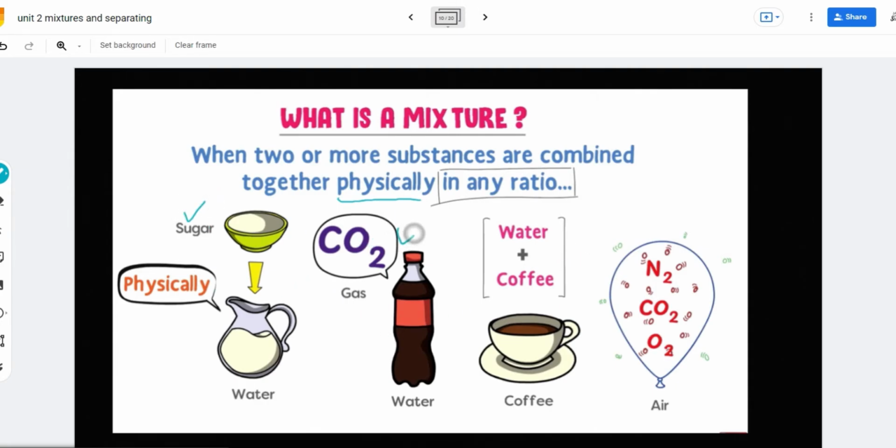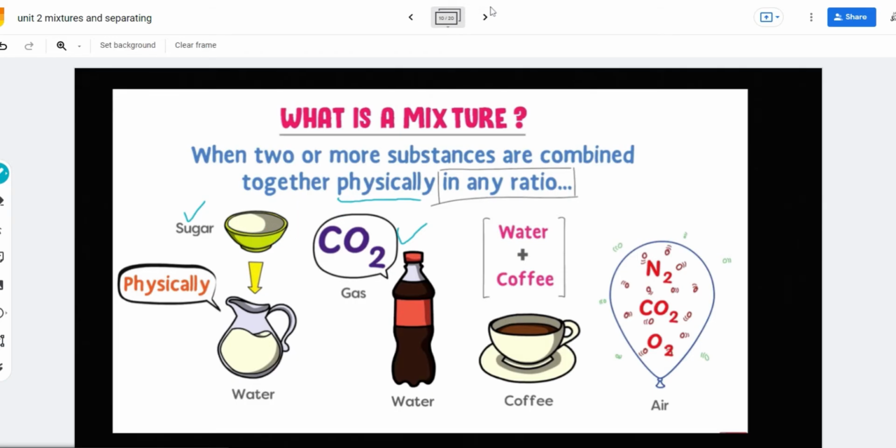The second one is carbonated drinks or fizzy drinks. It's a combination of carbon dioxide and water combined together physically. Coffee, water and coffee. Air is an example of a mixture, because in air, nitrogen, carbon dioxide, oxygen, all of them are just physically combined. They are not chemically combined.